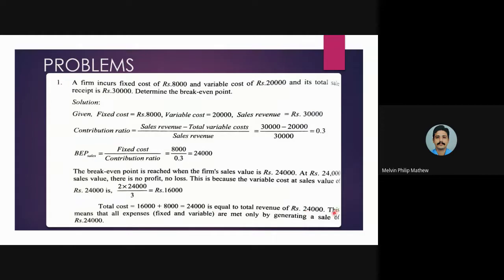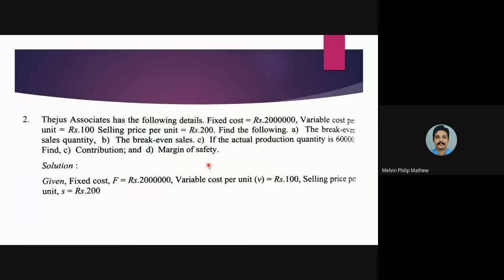So at 24,000, all the expenses, specifically fixed and variable, are met only by generating a sale of 24,000. So the fixed and variable costs are met by BEP. That is the meaning of this calculation. This is not needed. You just have to remember this is the final of the problem. Okay, write down the next problem.